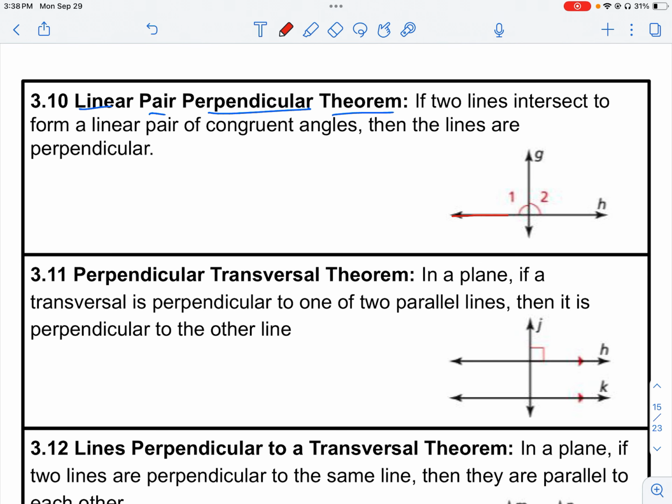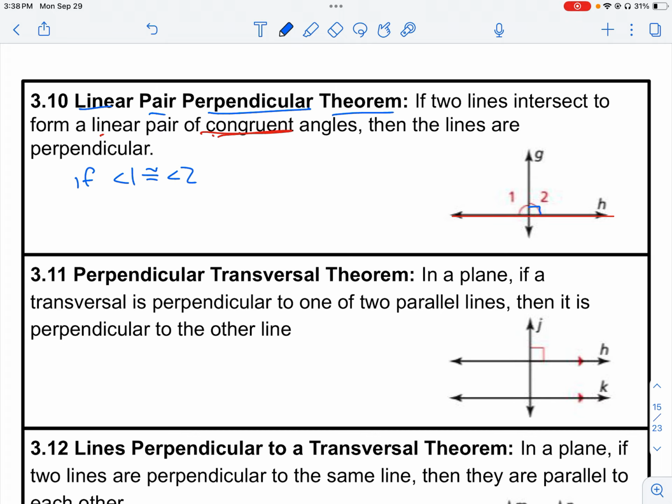which as we recall is two angles that create a line, a pair that creates a line. But if we have a linear pair of congruent angles, then the lines are perpendicular. So that means if angle 1 is congruent to angle 2, they're a linear pair, they equal 180, so they each have to be the same and add up to 180. So that means both angles are 90 degrees.